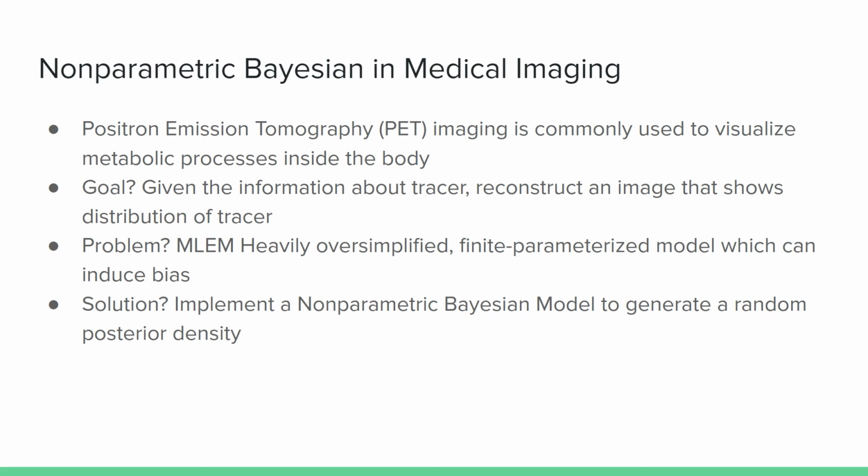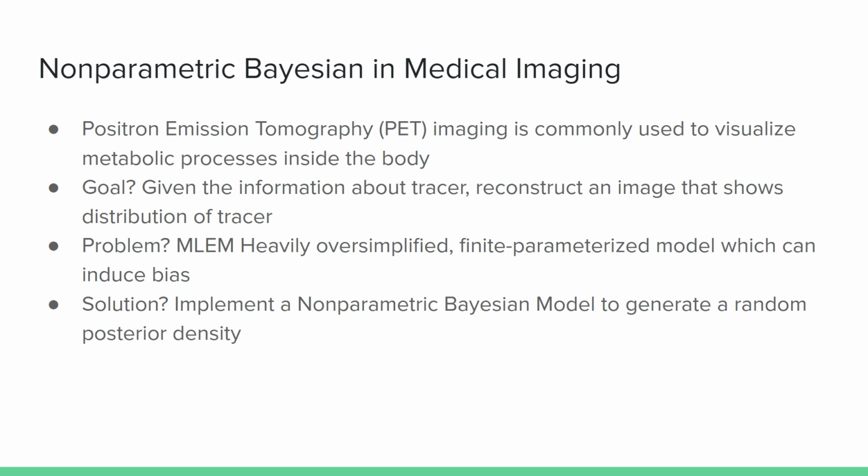The usage of nonparametric Bayes actually comes in reconstructing the image. Given information about the location of the ray, the time it was recorded, and the density of the rays, we would like to reconstruct an image that shows the distribution of the tracer. What is commonly used is maximum likelihood using expectation maximization, or MLEM. But a drawback of this method is that it's based on an overly simplified model of physical processes, and as a result, induces a lot of noise and bias into the resulting image.